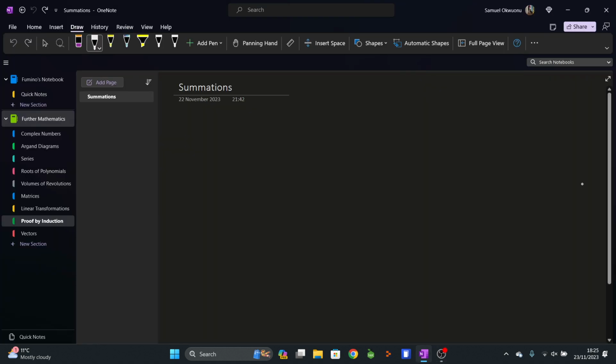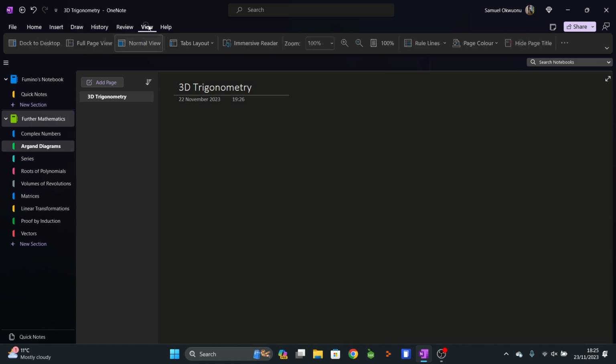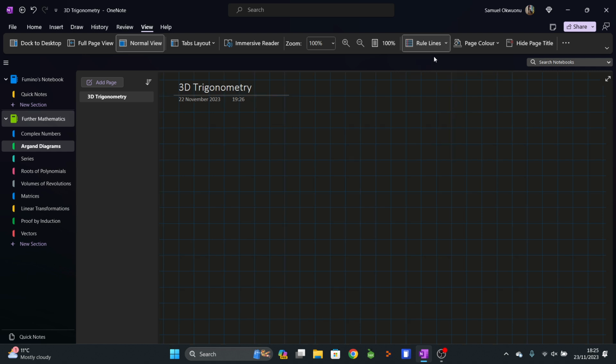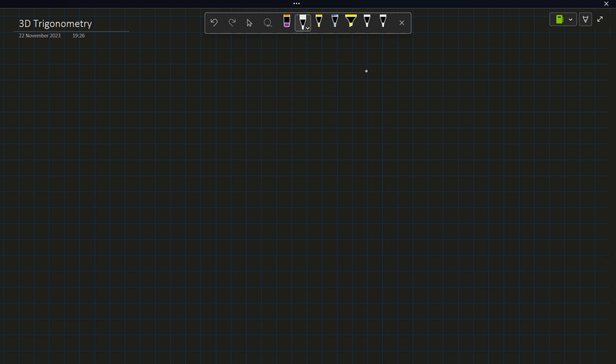We are going to begin with 2D trig. I'll just do that in here. I don't know why I typed that system. Switch to a 3D graph. No, that works. Okay, there we go. 3D trig.